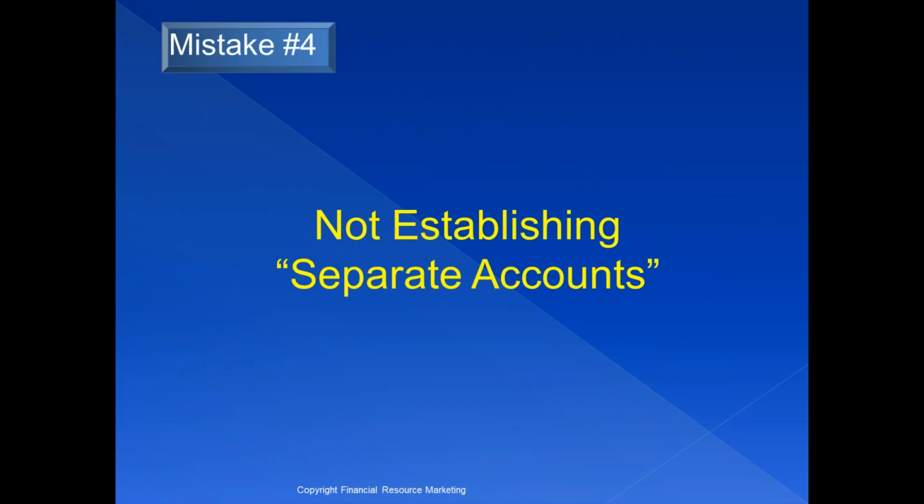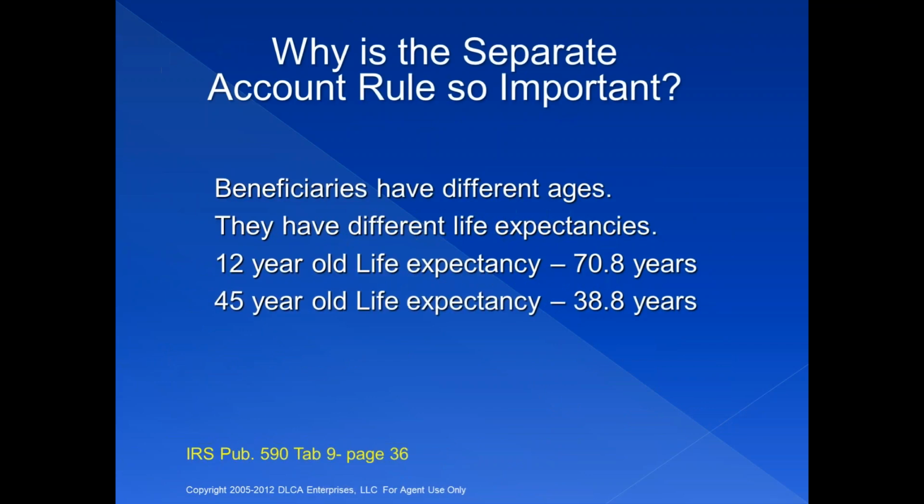Folks, we're going to jump into mistake number 4, and that's not establishing separate accounts. This is a little known fact, and maybe a lot of you already are aware of this, but it's rarely brought up in the sales process. So why is this separate account rule so important? Well, here's why. Beneficiaries have different ages. And because they have different ages, they have different life expectancies.